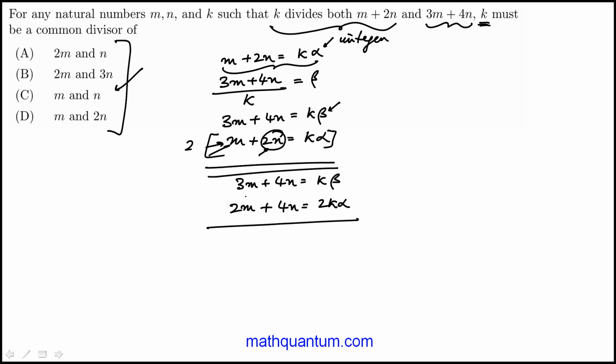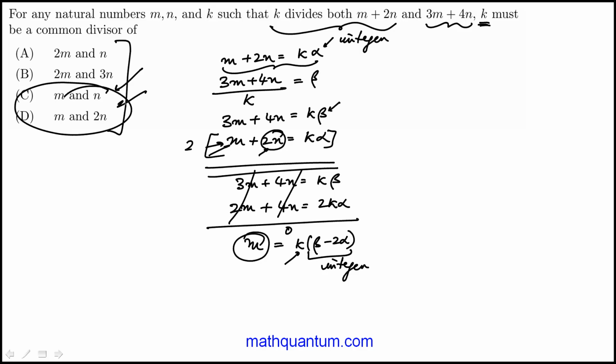Now, if we subtract these two, that becomes 0. That becomes m. And here, if I factor out k, it's beta minus 2 alpha. And I note this is some other integer. But what this tells me is that m is a multiple of k, which means m is divisible by k. So k divides m. And if you're just looking at the answer choices, we know it's between these two. So we can strike those out.